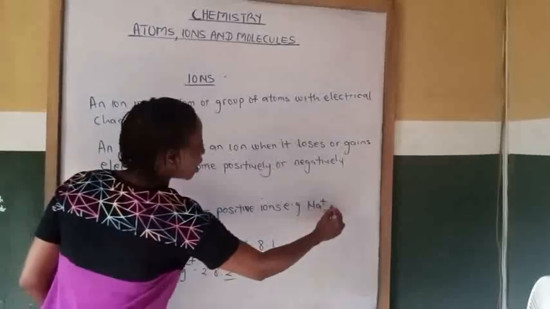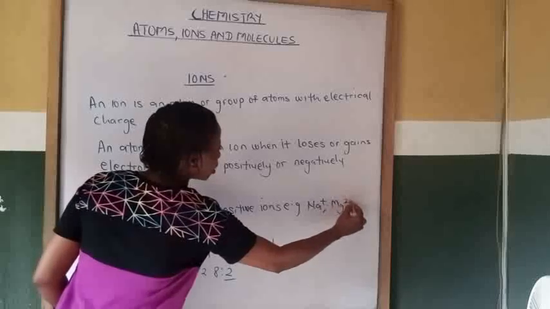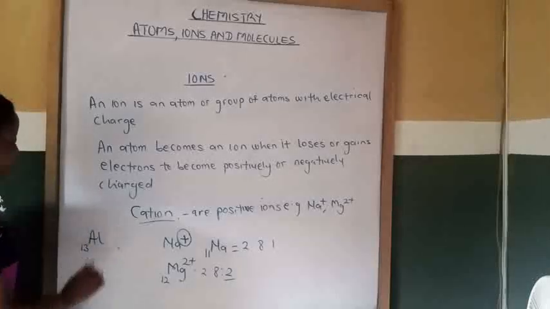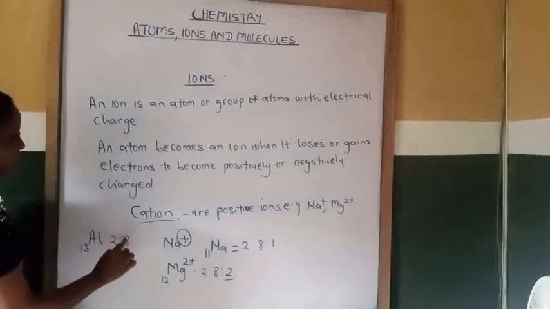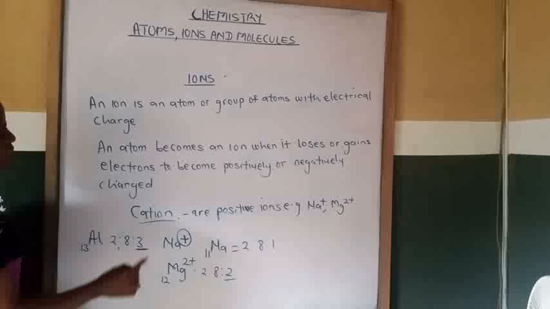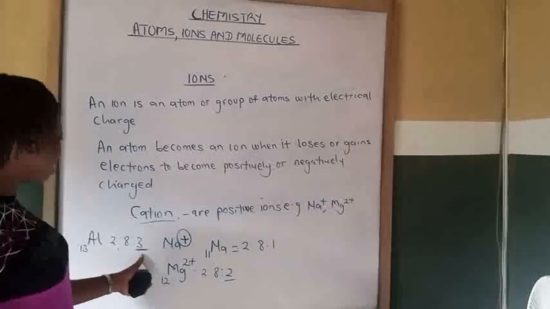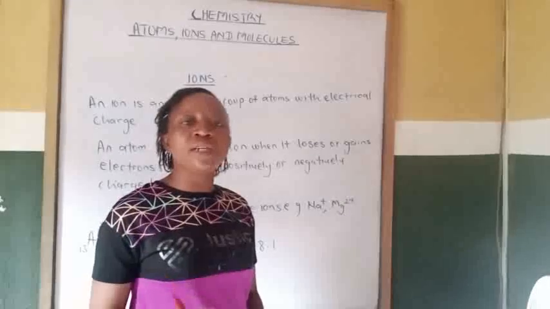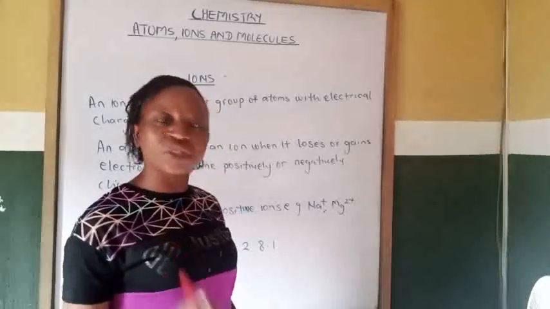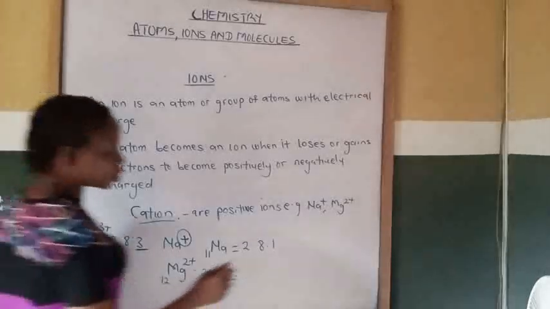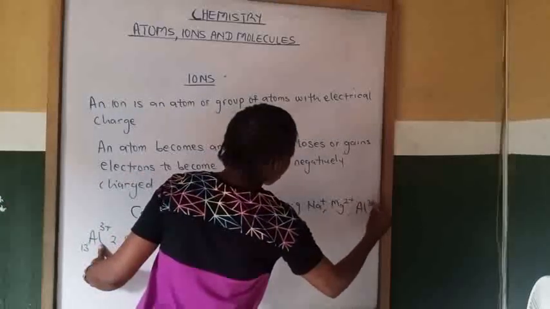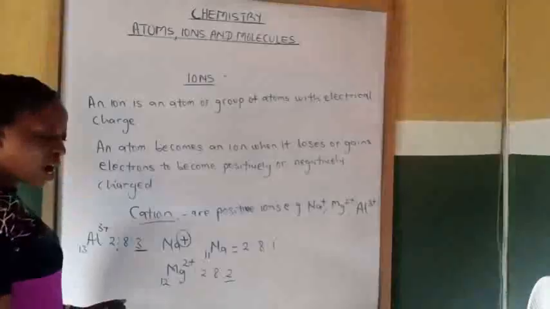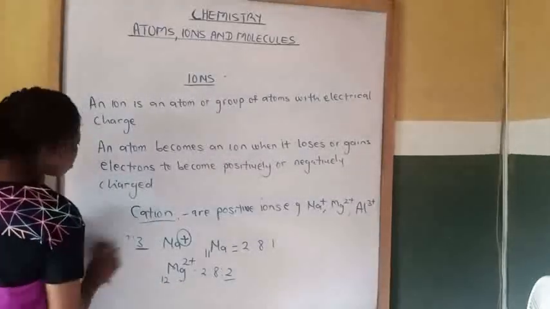Another element is aluminium, Al. Aluminium is number 13, so the electronic configuration will be 2:8:3. It has 3 valence electrons. So the charge on aluminium will be 3+. Don't forget that those elements with 1, 2, and 3 valence electrons are positively charged. So the charge on aluminium will be 3+, and it will become aluminium ion.